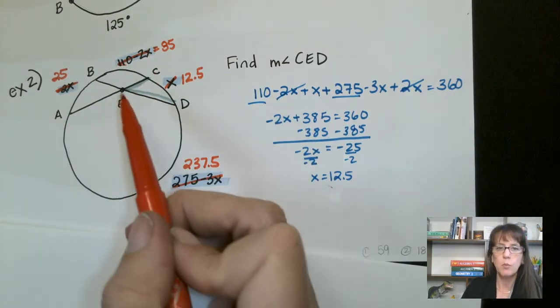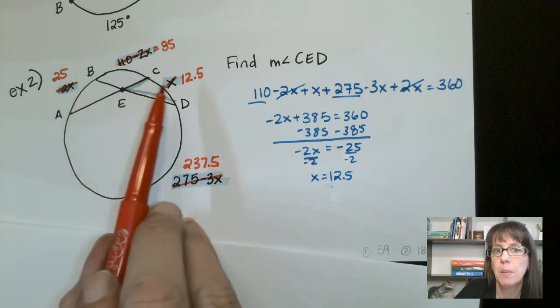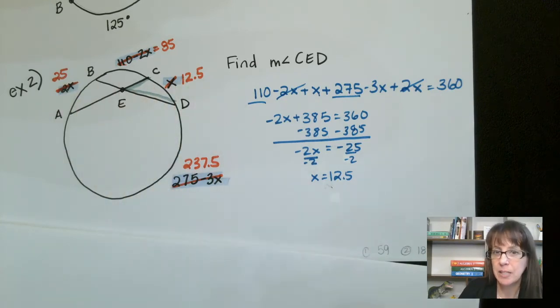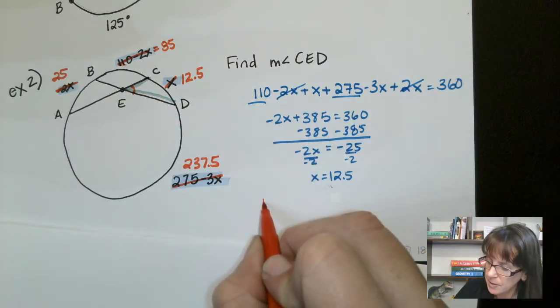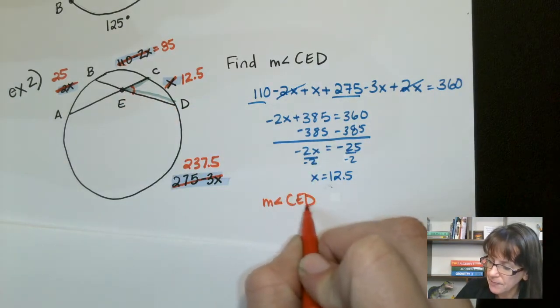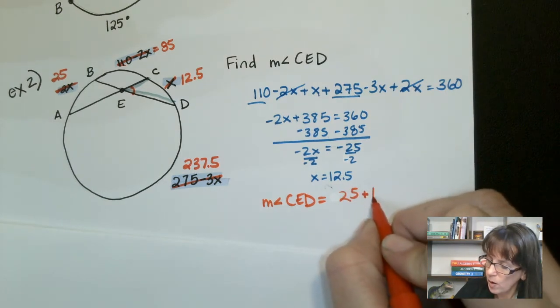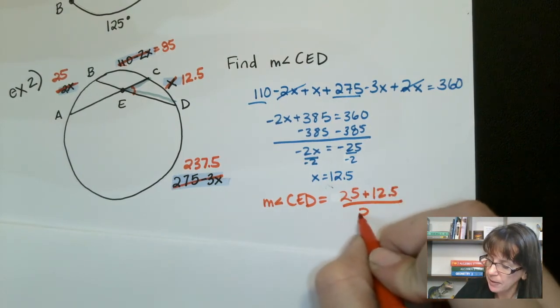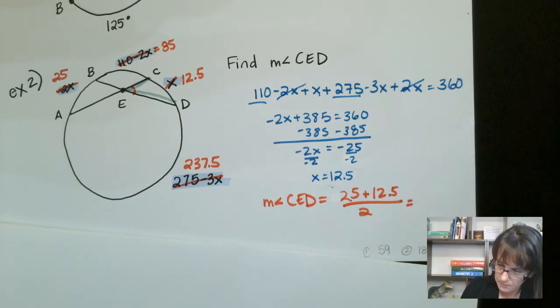Okay, so we are looking for CED, which means if we take this plus this and we divide it by 2, we're going to get CED right in here. So we say the measure of angle CED equals 25 plus 12.5. Divide that by 2 and we end up with 25 plus 12.5 gives us 37.5. And then if we divide that by 2, I made a mistake.